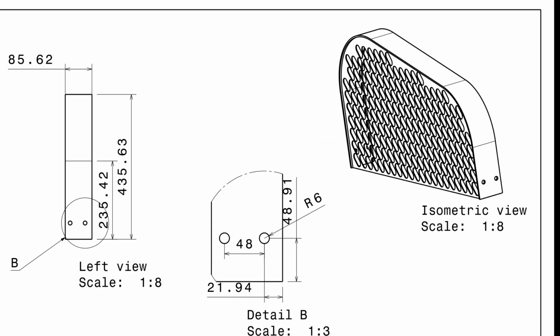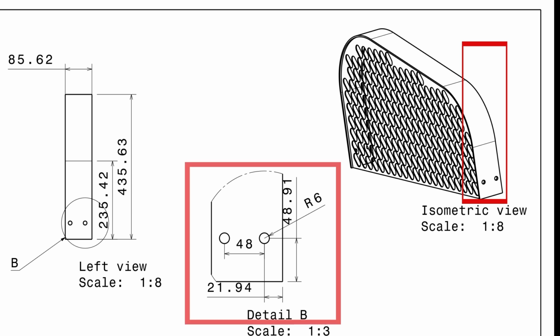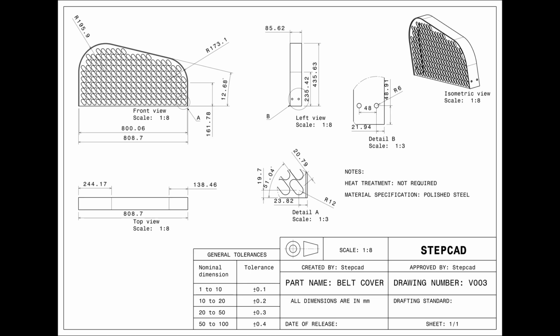Now if we observe the isometric view, we can see the right view of the part and there are holes also. But we do not have a detailed view of the right view. Then what we have to do is, we will consider these holes to be of the same dimension and at the same location as the left view. So that's how we read the views of the part on an engineering drawing.